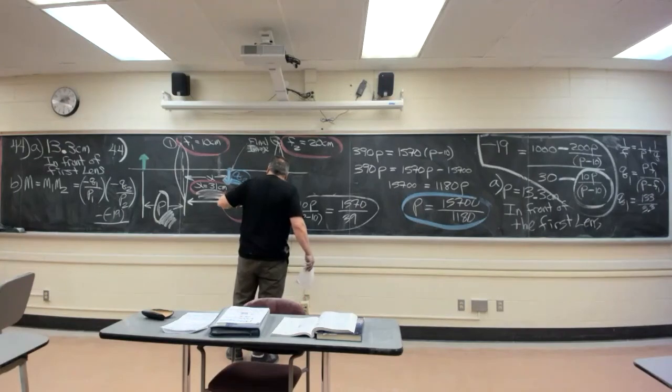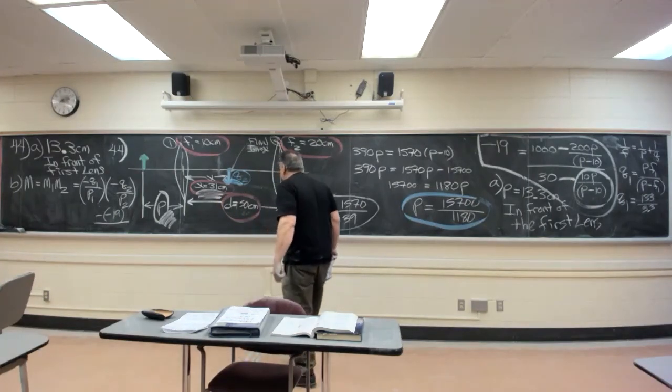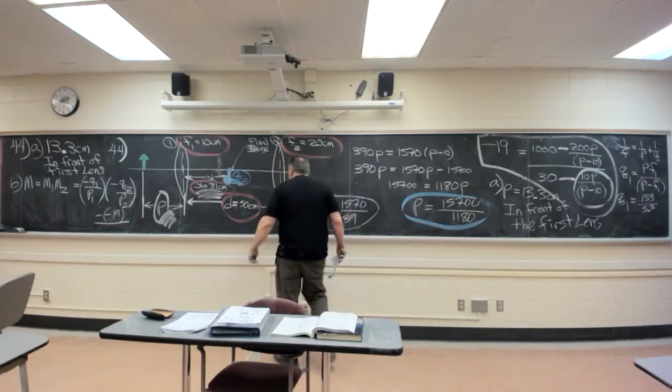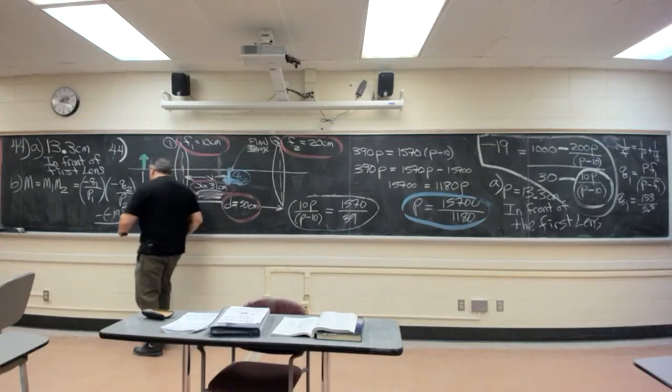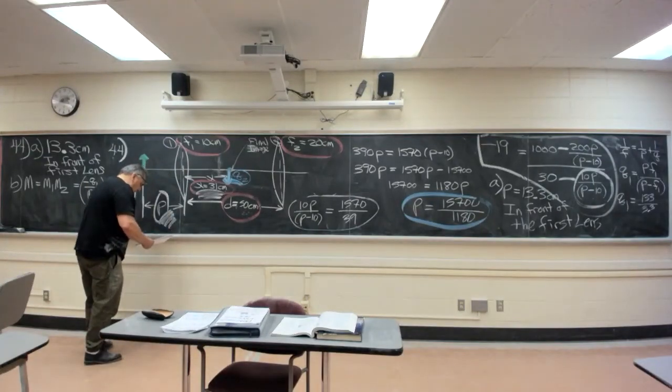50 minus that, 50 minus that, 50 minus 40 would be about 10. So basically what you got is you're going down here and you're looking at it. Let me just see.